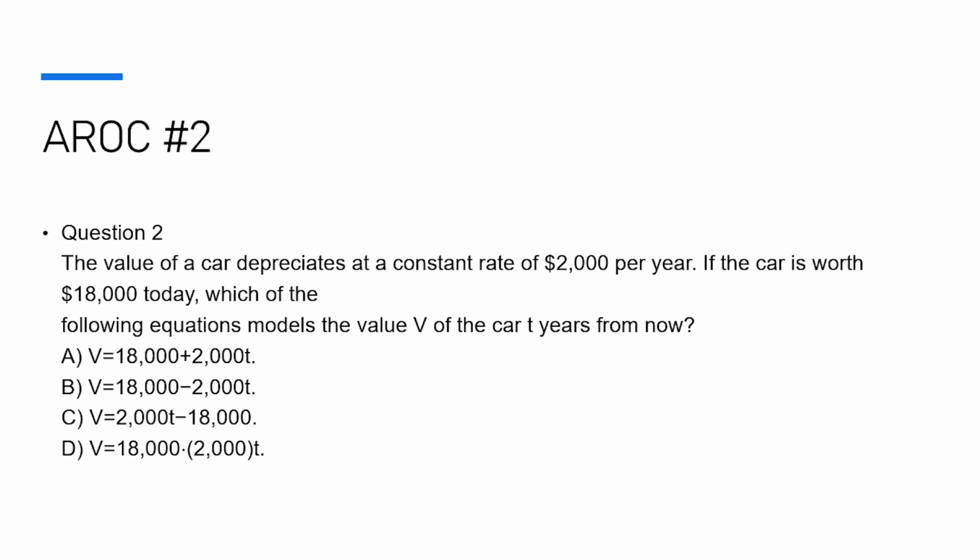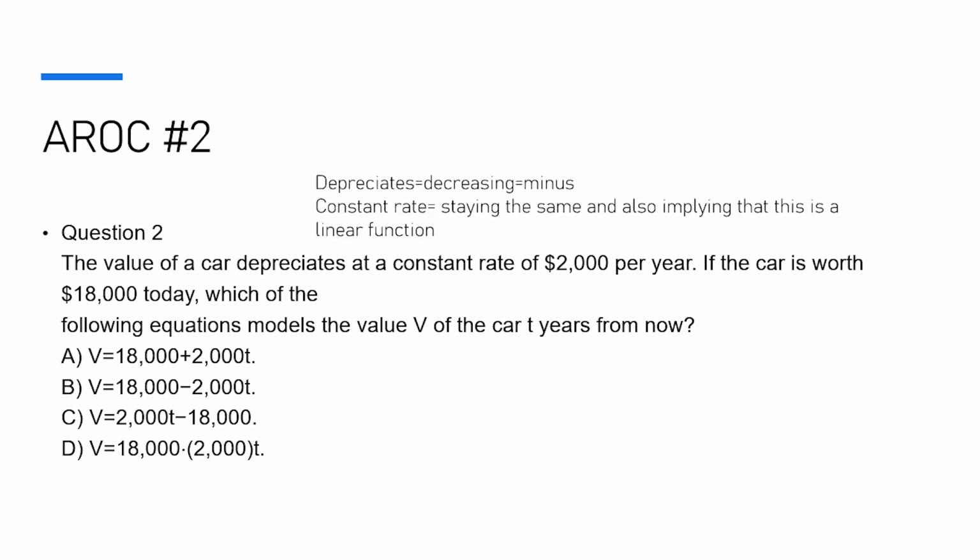So, another simple one, you first have to look at the keywords. It's talking about depreciate and a constant rate. Depreciating means it's decreasing, so it's going to be a minus sign, and the constant rate is saying it's a linear equation, and it's going to stay the same. It's going to decrease at a constant rate of dollars. So the constant rate with the variable we're going to plug in is $2,000.